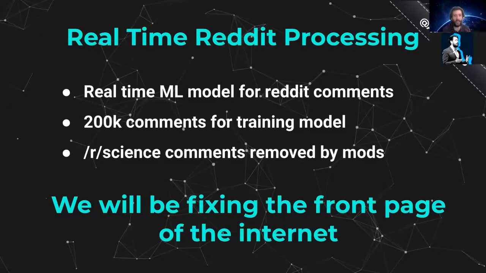So in regards to the use case, we're going to be doing real-time processing on a Reddit dataset. Reddit, as we all know, calls itself the front page of the internet. So what we have is a dataset of Reddit comments from r/science that have been removed by moderators, and we're going to be building a model using this dataset, and we're going to be aiming to fix the front page of the internet, because we can all agree that the internet is not full of just positive stuff. But at the same time we also want to dive into some interesting things that we can see in the exploratory data analysis of this dataset. Of course we're not going to have time to do all of that, but after the talk you can actually dive into some of the data exploration in the Jupyter notebooks.